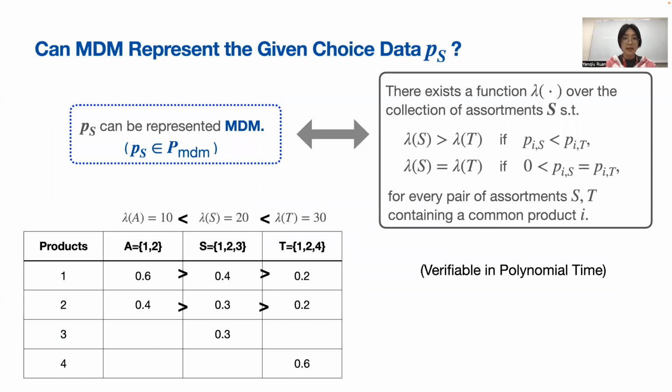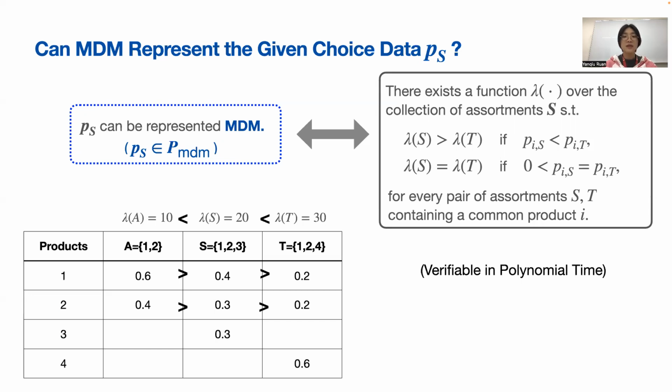So what about MDM? What are the representability conditions for MDM? Is the representability check under MDM tractable? Here's the answer to these questions. The choice data across a collection of assortments can be represented by MDM if and only if the set of conditions on the right-hand side are satisfied.